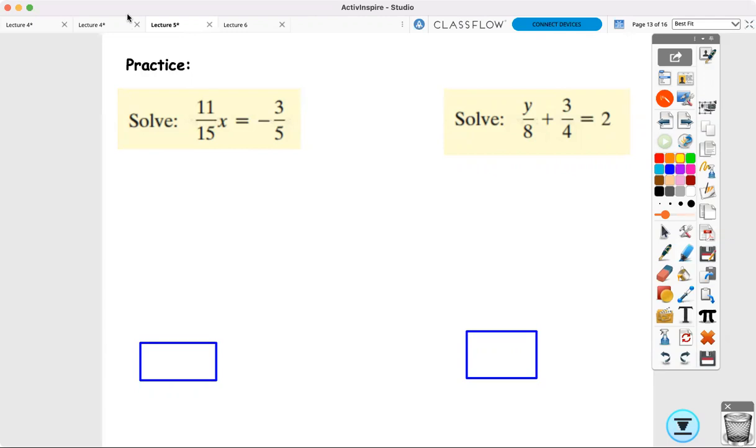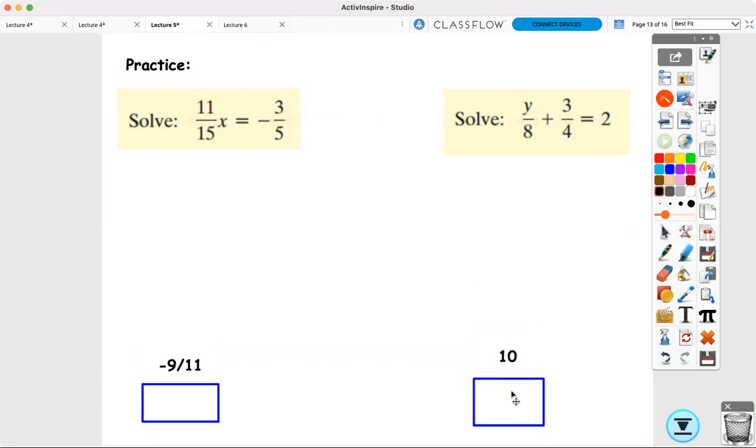Hey, does anyone have any questions on these practice problems? What did y'all get? Were you able to find the LCDs and multiply things out and solve for X? If you got -9/11 for the first one, you got it correct. And if you got 10 for the second one, you are on the right track. Does anyone have any questions for me on these practice problems before I move on?